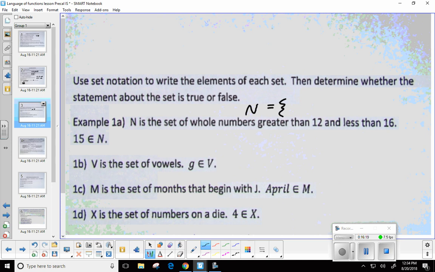13. Okay, now I heard 12. Which one would it be, 12 or 13? It would be 13 because it does say greater than 12, so the next whole number would be 13. Now, how far can it go? Only to 15 because it says less than 16. 13, 14, 15. Now, is it fair to say that 15 belongs to set N? Yes, that's a true statement. So that would be true. Is everybody okay with that? Any questions?